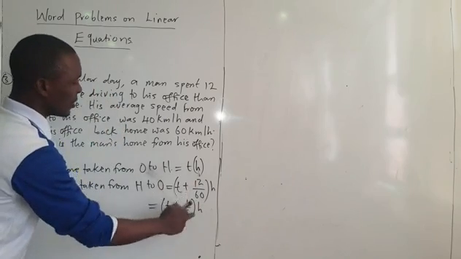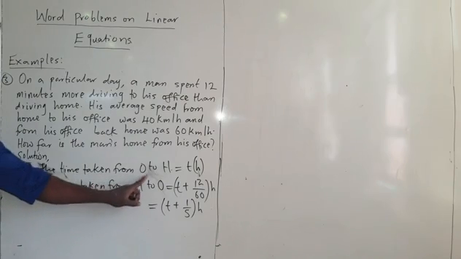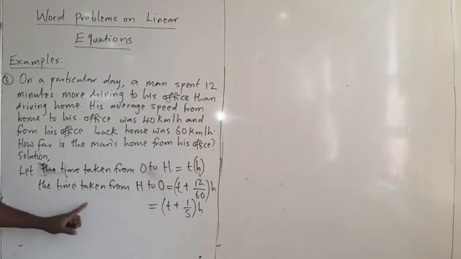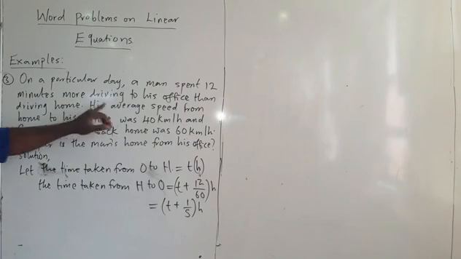Because 12 in 12 is 1, 12 in 65. So time taken from office to home is T, while time taken from home to office is T plus 1 over 5 hour. So let's move on to the average speed from home to office.